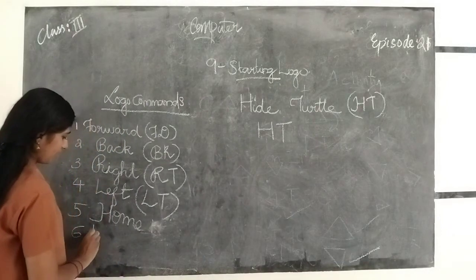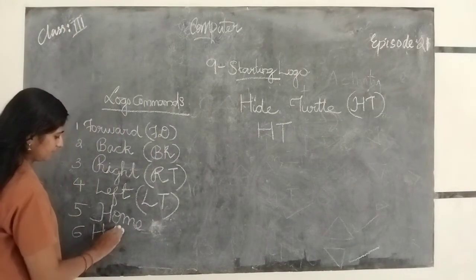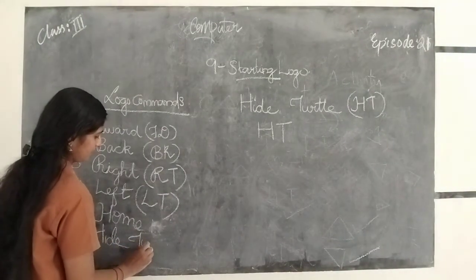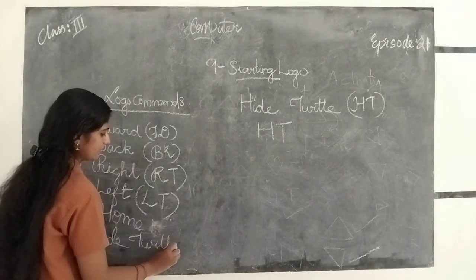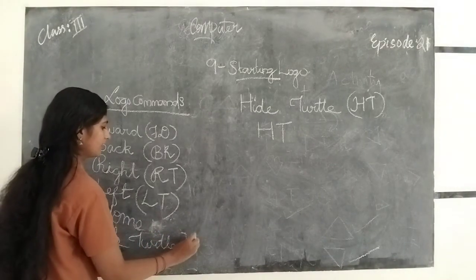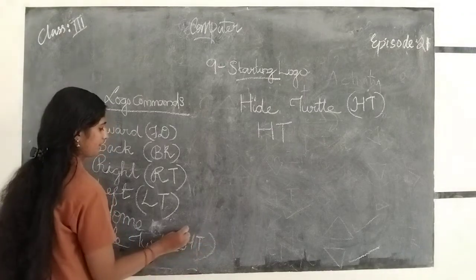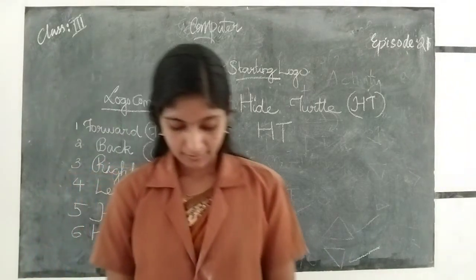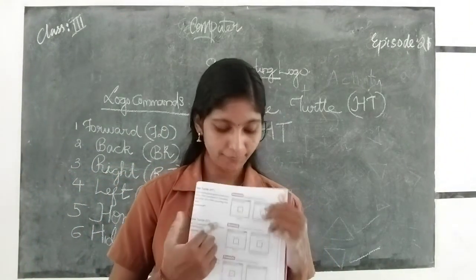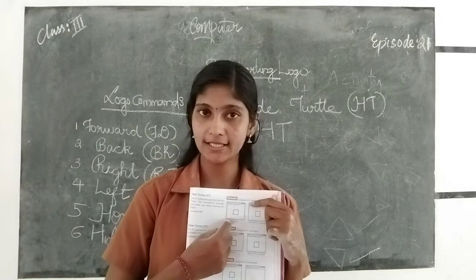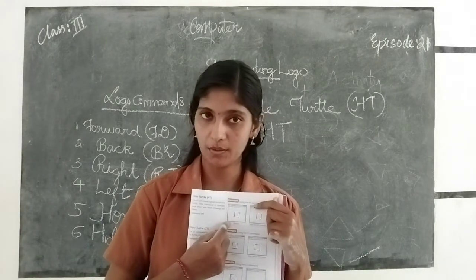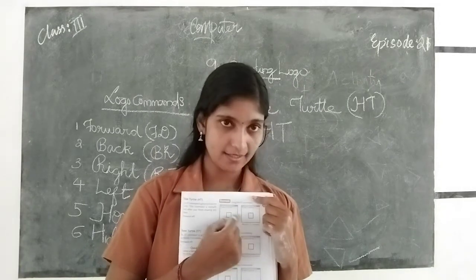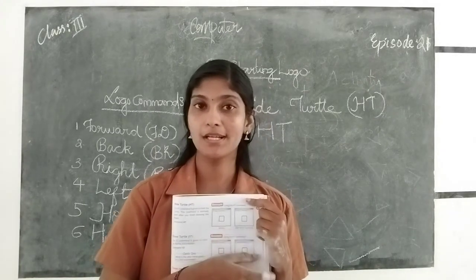So the sixth one, hide turtle, that is HT. Then next, look here. Before, there is a turtle placed at the center of the drawing area, and after we apply the command, what happens? There is no turtle, so it becomes hidden.